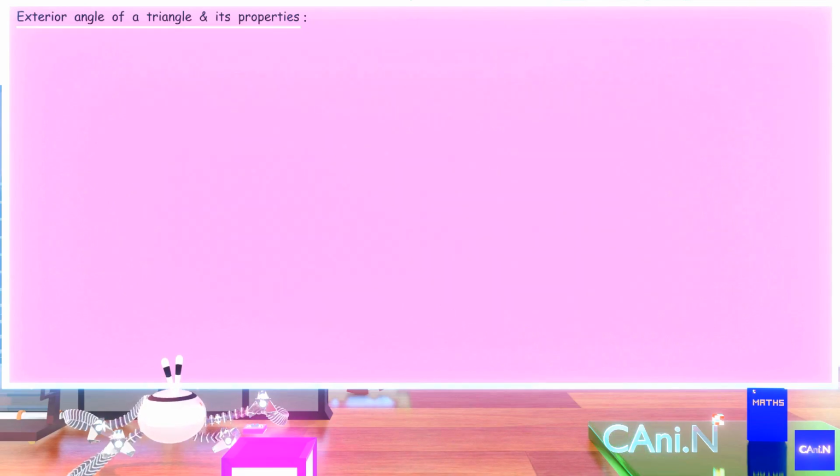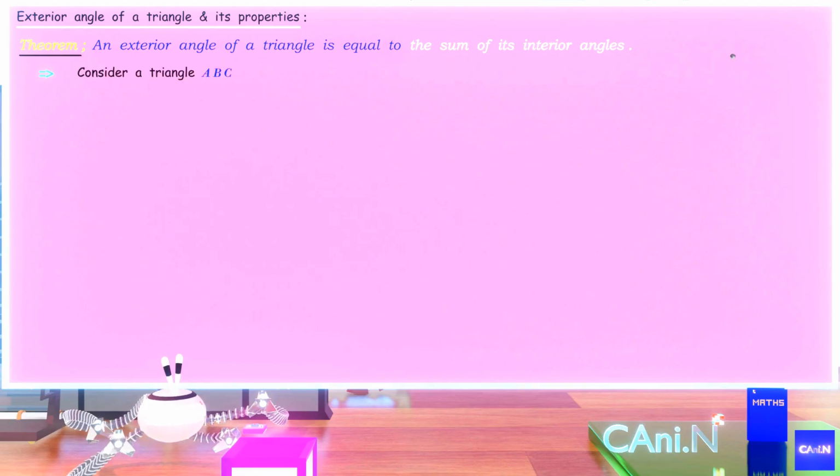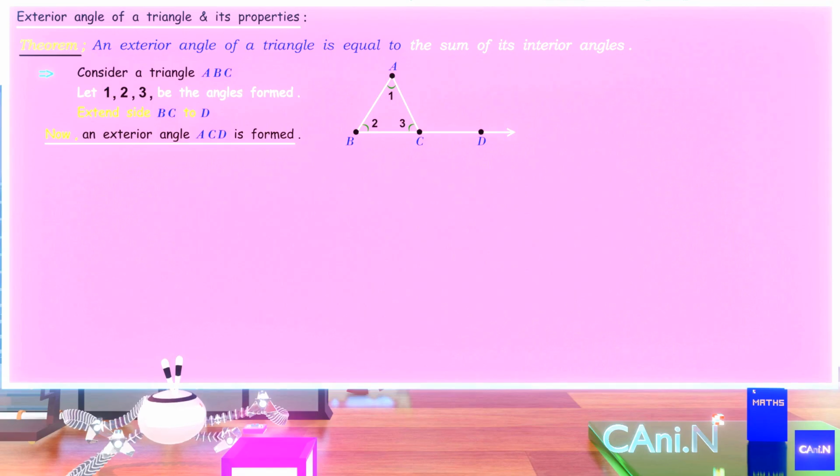Exterior angle of a triangle and its properties. Theorem. An exterior angle of a triangle is equal to the sum of its interior opposite angles. Consider a triangle ABC. Let 1, 2, and 3 be the angles formed. Extend side BC to D. Now, an exterior angle ACD is formed.